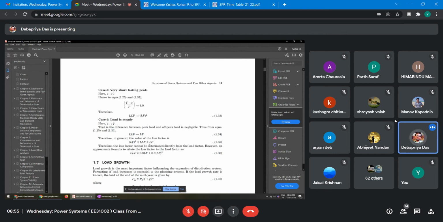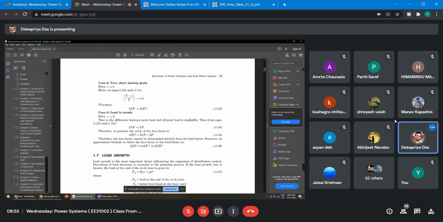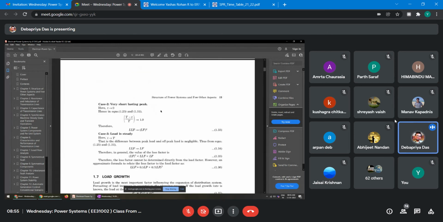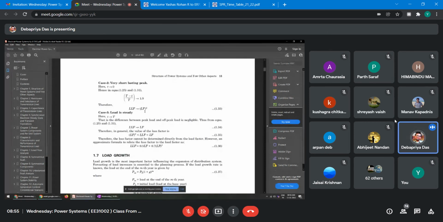And the third one, this is a small exercise for you. When t tends to capital T, the loss factor will tend to the load factor. You find out how you will do this. So when t tends to T, the loss factor will be equal to the load factor. So from this relationship, one is loss factor equal to load factor for this condition. Another is the extreme case, loss factor tends to load factor square. And another case is when small t tends to capital T, load is steady, and in that case the loss factor tends to load factor.